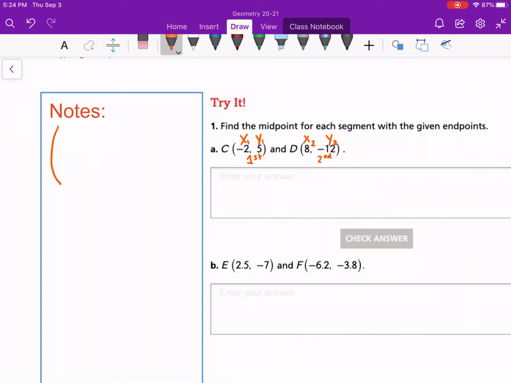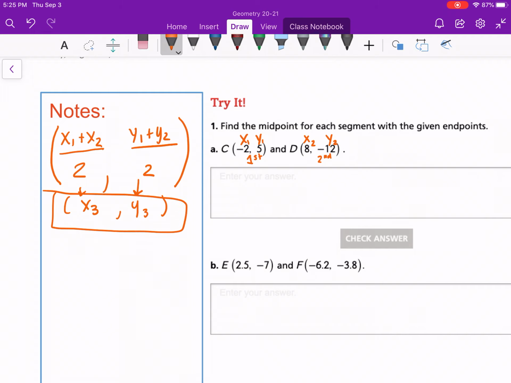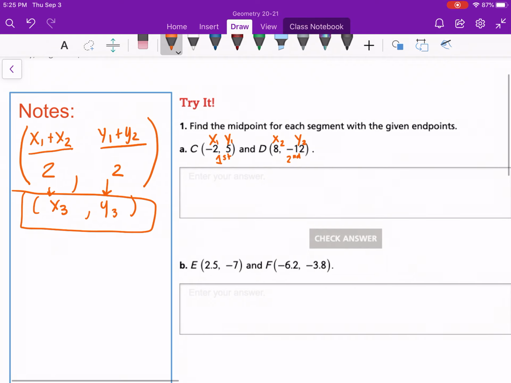I like to write the formula like this to remember that our answer is also a coordinate point. If I take my x's and add them together and divide by 2, I'll get a new x. We can call that x3. And if I take my y's and add them together and divide them by 2, I'll get a new point, and we'll call that y3. My final answer is going to be this new point that is halfway between the 2 other points. So you want to think midpoint, middle. You're looking for the point that's directly in between these 2 points.